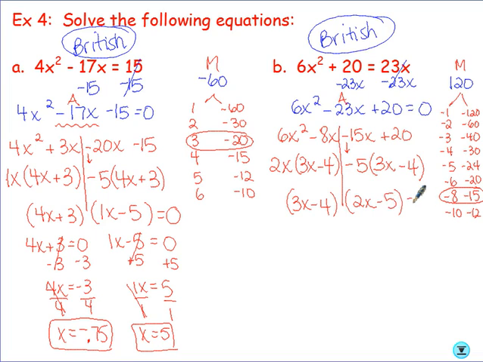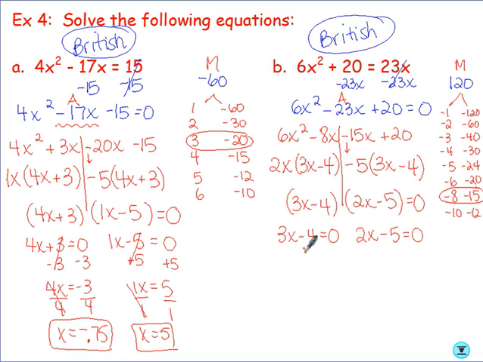Now is when the equal 0 is important again. Now we're ready to set our two parentheses. 3x minus 4 equals 0. And 2x minus 5 equals 0.